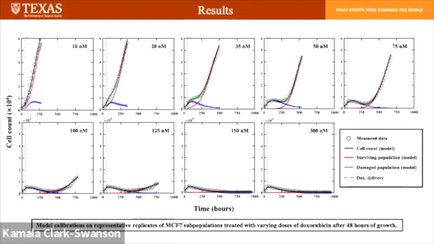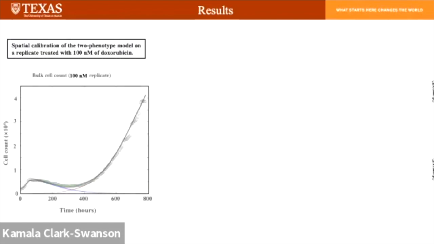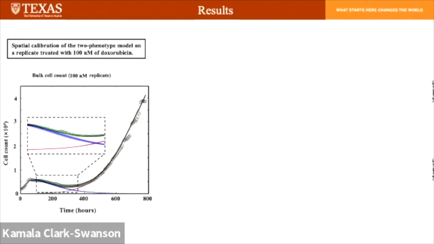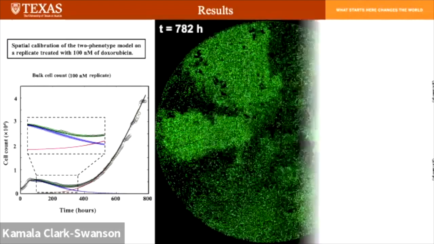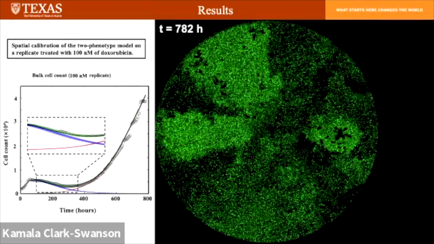And so we can blow up one of those from the 100 nanomolar data set. This is my bulk calibration. By bulk, I mean the total cell count in the entire dish. You can see the model calibration right here. This is all nice. And then those are the cells at the final time point, so T equals 800 hours.